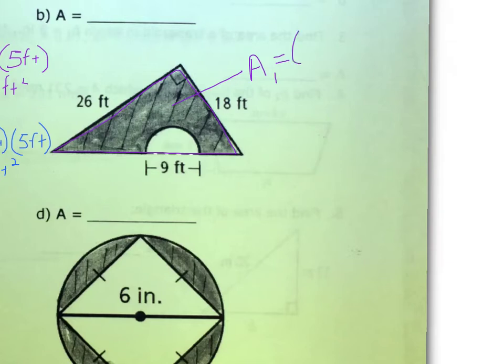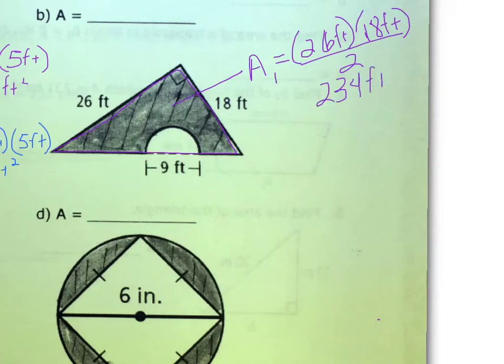So it's 26 feet times the height, which is 18. And then half of that. So it's 26 times 18 divided by 2. 234? Yes. So 234 square feet.